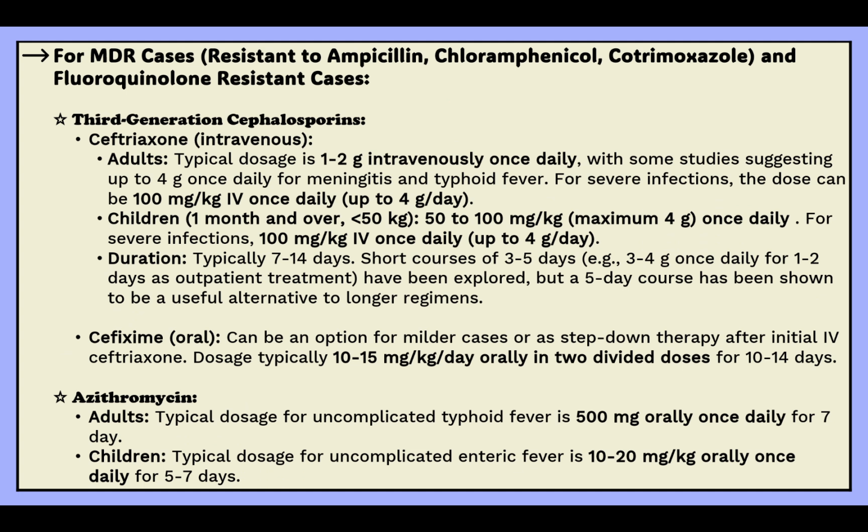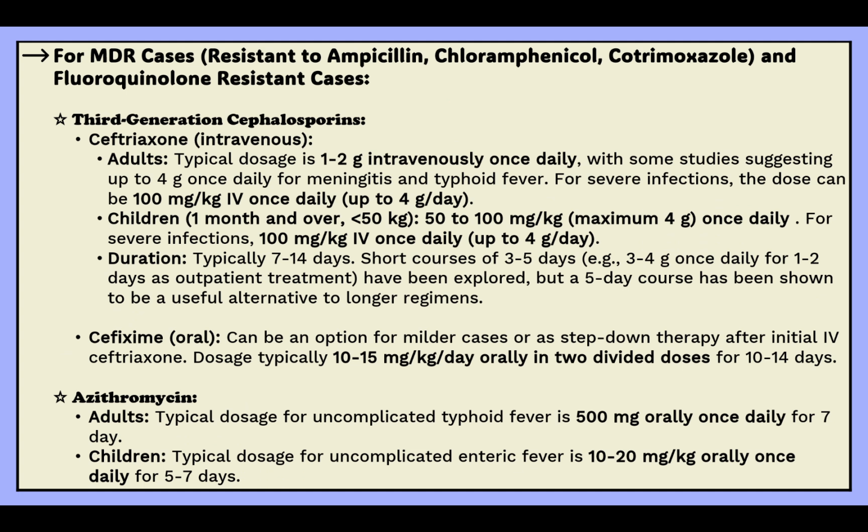For children 1 month and over and less than 50 kg, the dosage is 50 to 100 mg per kg, maximum 4 gram once daily. The duration is typically 7 to 14 days. Then cefixime oral can be an option for milder cases or as step-down therapy after IV ceftriaxone, typically 10 to 15 mg per kg per day orally in two divided doses for 10 to 14 days.